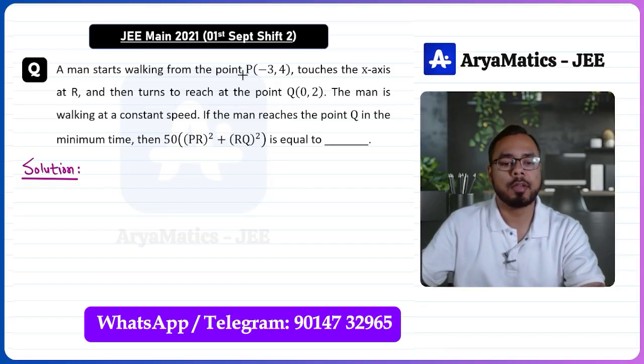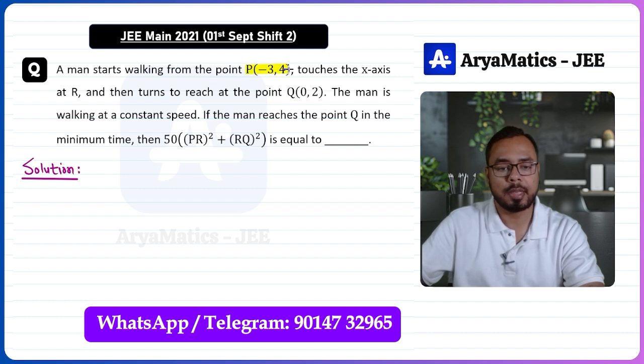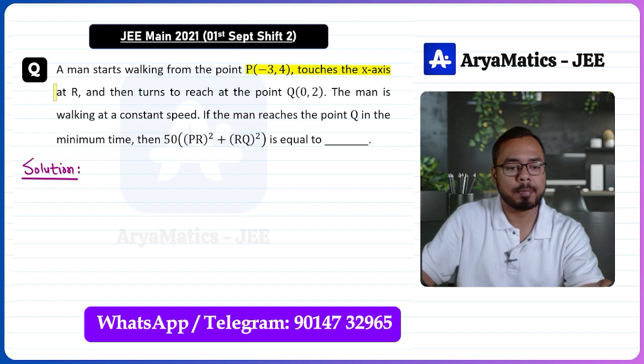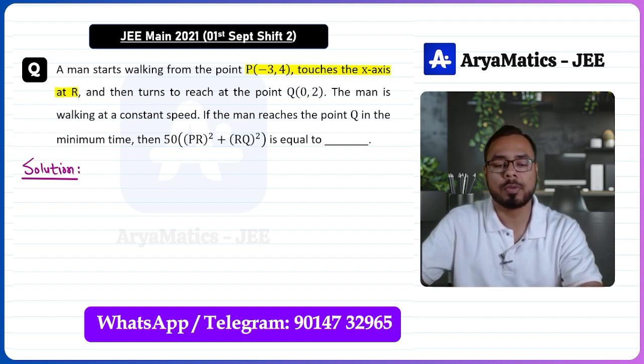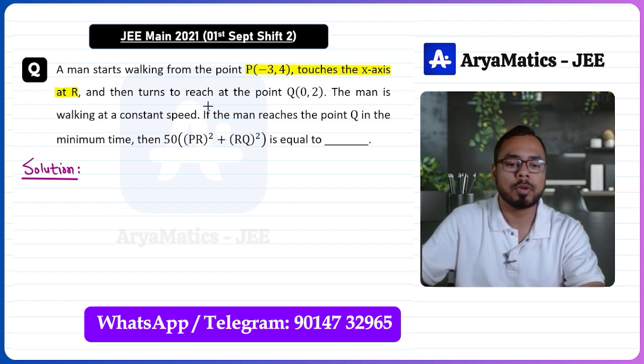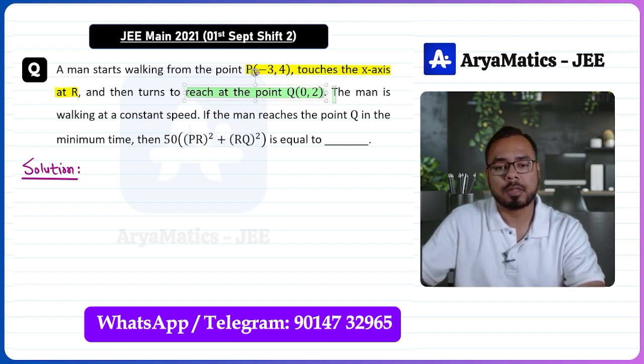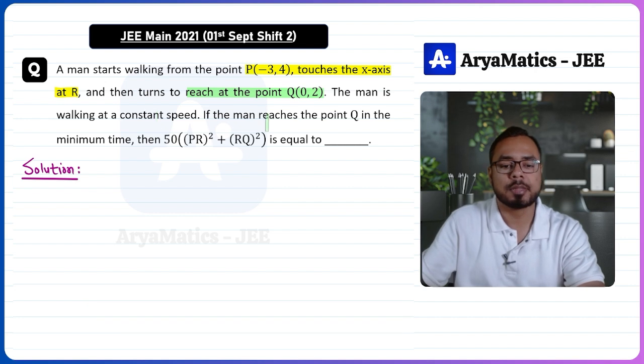Man starts walking from the point (-3, 4) and touches the x-axis at some point R. Then he turns to reach the point Q(0, 2). Point Q(0, 2) will be on the y-axis. The man is walking at constant speed, and he reaches the point Q in minimum time.